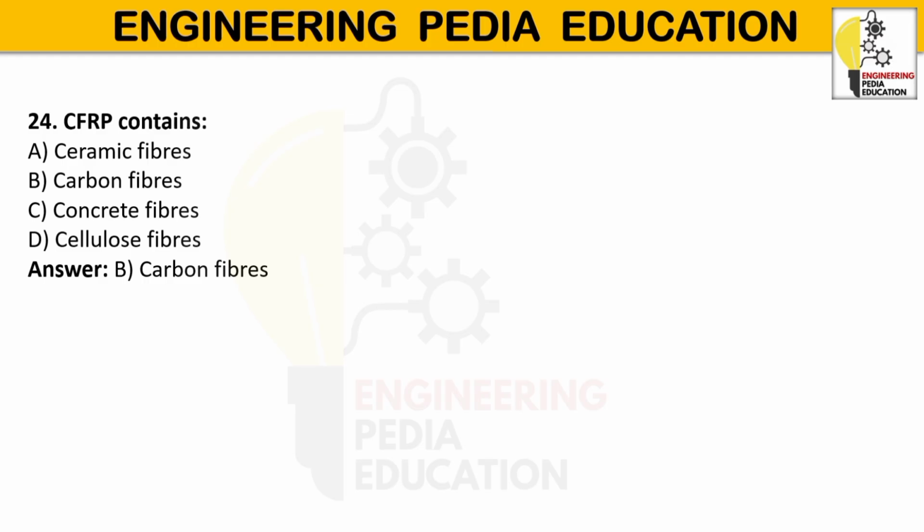Conclusion: CFRP is a material used widely for structural strengthening and rehabilitation. Its combination of low weight, high strength, and corrosion resistance makes it especially valuable in modern infrastructure projects where durability and performance are critical. Full form of CFRP: carbon fiber reinforced polymer.